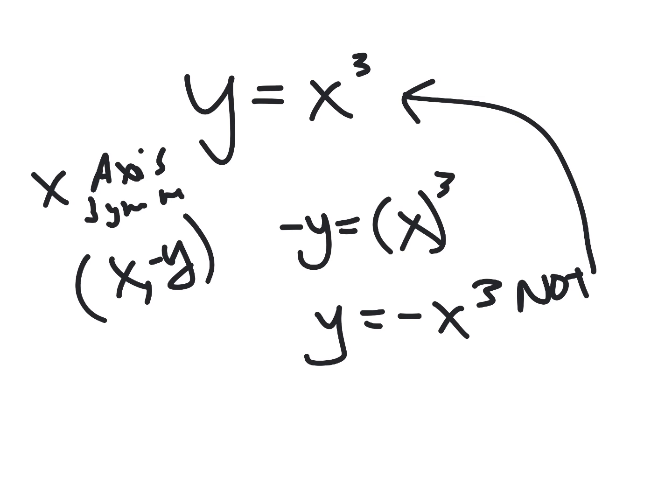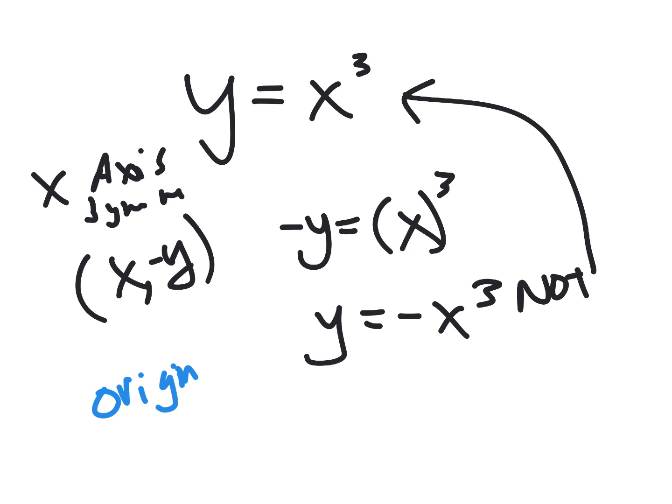I'm going to skip right to the ending. I tested for y-axis symmetry in my head. I leave the y alone, stick in a negative x, and it comes out to negative x to the third, which is not the same as x to the third. So now I'm going to test for the one that I know actually works, which is origin symmetry.